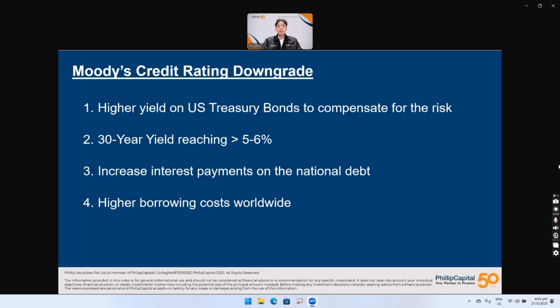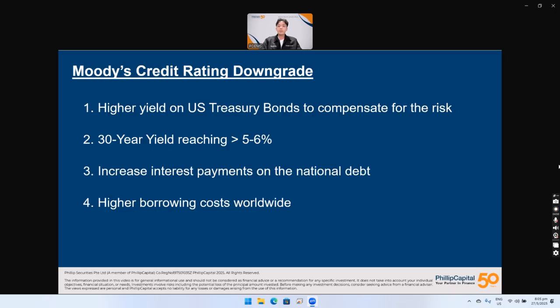But on the third portion, you see increased interest payments on national debt. The US has a lot of debt to repay. With the 30-year yield going up to 5 to 6%, the US has to pay more to Japan and more to the UK, who are also holding US bonds. Lastly, there'll be higher borrowing costs worldwide. Definitely it will affect Singapore as well. Similar to the current condition in Singapore, you see interest rates going up, the banks' interest rates, so borrowing becomes much more difficult. Keep this in mind, this will actually change the US future in terms of investment for investors.